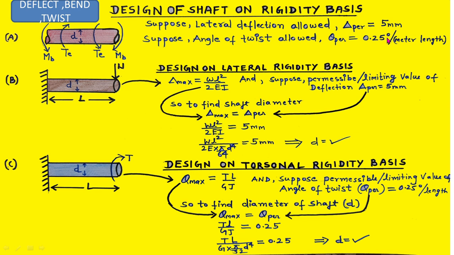So here there is a limiting value of the deflection and a limiting value of the angle of twist allowed for a particular application of the shaft. To design the shaft on the basis of lateral rigidity, we calculate the deflection of the shaft because of the loading condition, that is, the bending moment and the twisting moment acting on the shaft simultaneously. For this loading condition we have to calculate the maximum deflection. Because of the twisting moment there will be no deflection, but because of the bending moment there will be some lateral deflection, so that we have to calculate.